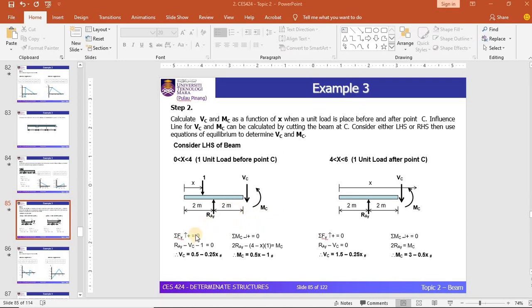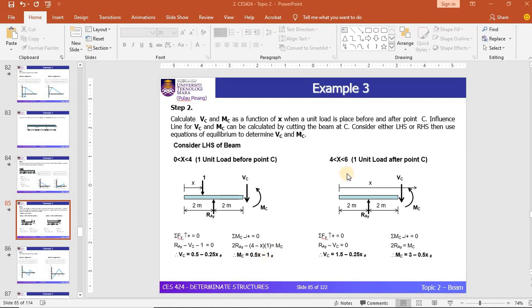By considering the summation of forces in the vertical, we have RAY upwards, minus VC downwards, and minus the one unit load. Simplifying this, VC is equal to 0.5 minus 0.25x. For the moment, by taking moment about point C, we have RA1 multiplied by 2, minus the one unit load multiplied by this distance, which is 4 minus x. Simplifying the equation, MC is equal to 0.5x minus 1.